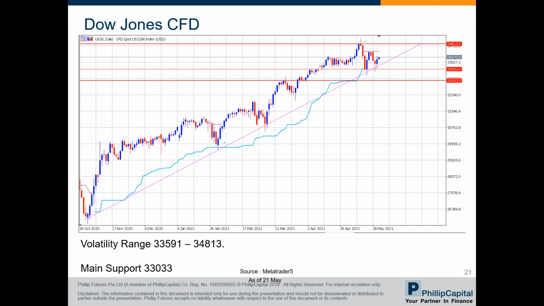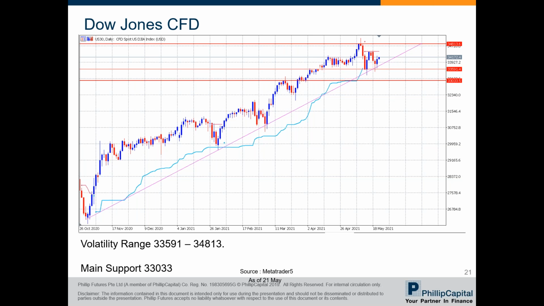The main support 33,033 has to be monitored, as a breach of this support level will be a significant move lower towards 30,000. So the main big psychological support is 30,000, but there's a very big support before that at 33,000. Overall trend is intact, but there's been no correction so far, unlike the Nasdaq, which has consolidated.